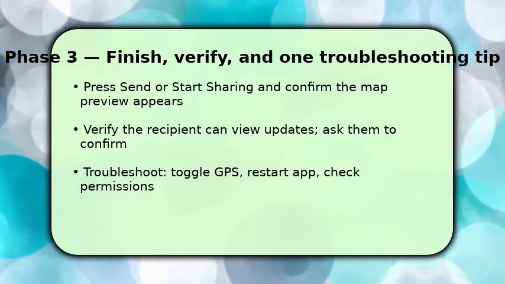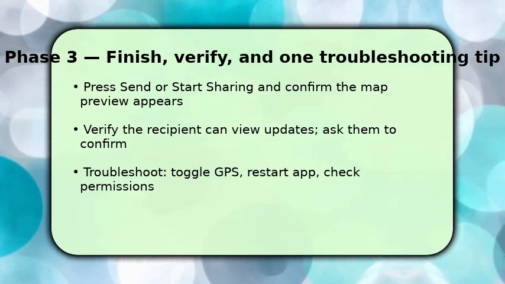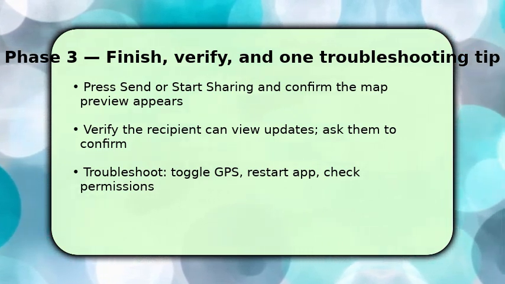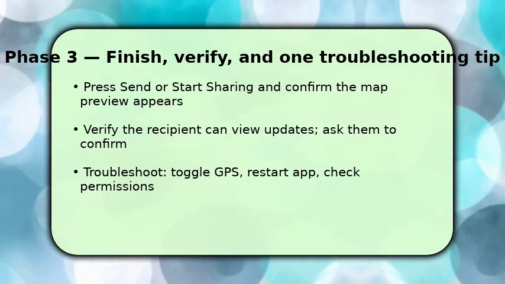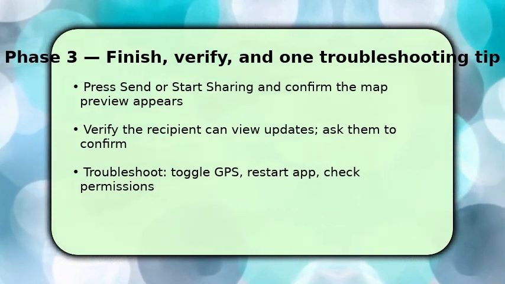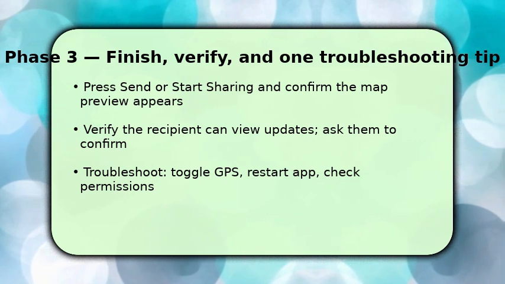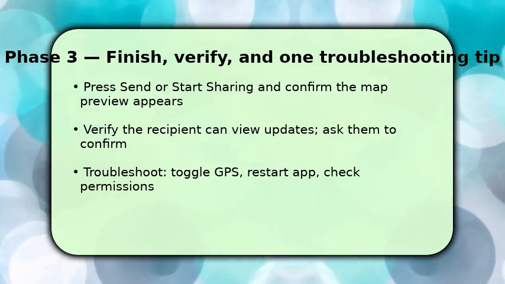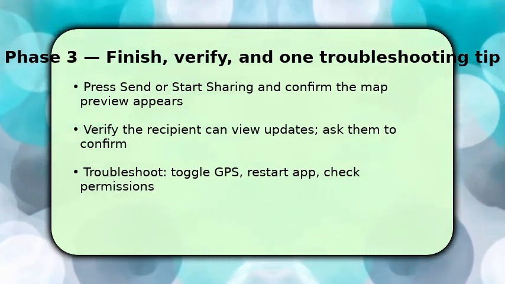If sharing stops, toggle GPS off and on, force close and reopen the app, and recheck location permissions. These steps fix most issues. Finally, stop sharing when finished to protect privacy. You can manually end sharing or wait for the timer to expire.